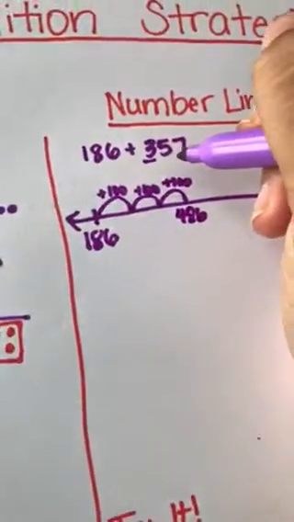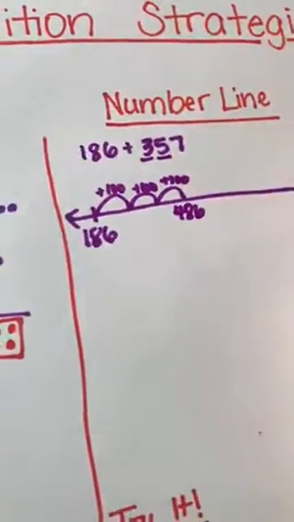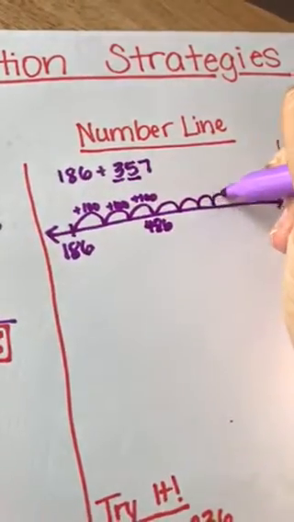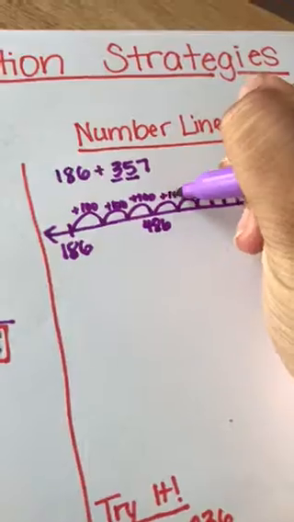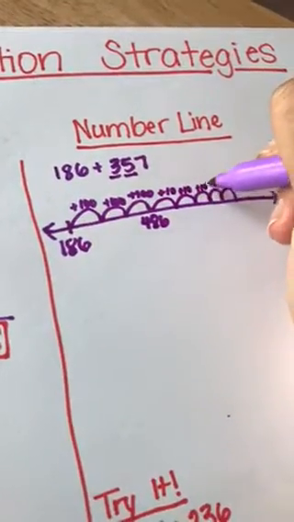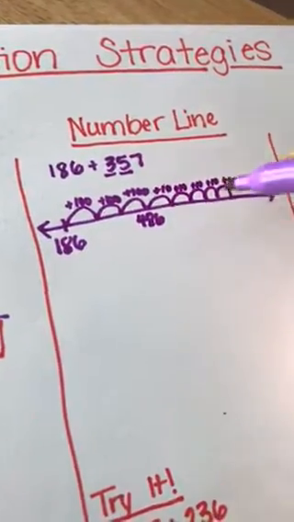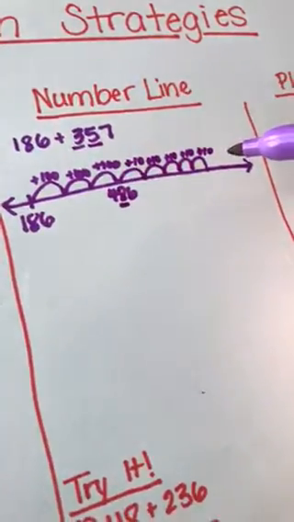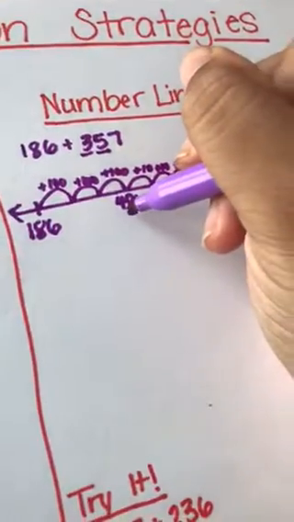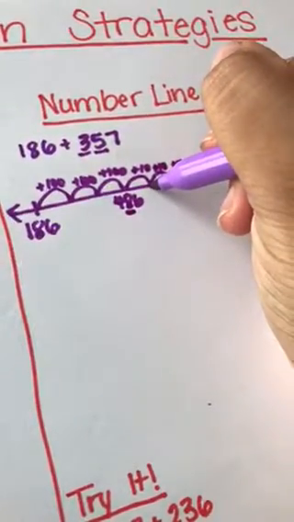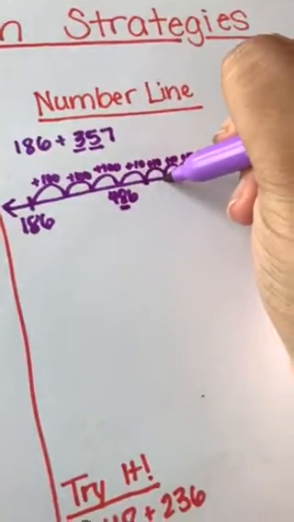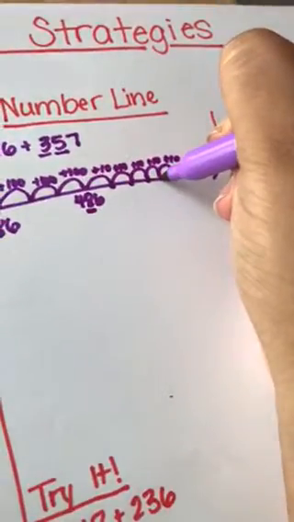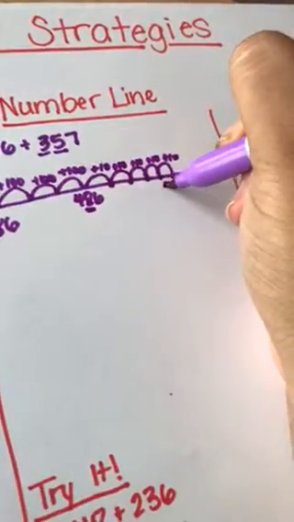Okay, now let's add the tens place. There are 5 tens in my number, so I'm going to add 1, 2, 3, 4, 5 tens. So I'm going to count by tens, which means my tens place is going to go up one number each time. So if I start at 486, this will be 496, 506, 516, 526, 536.